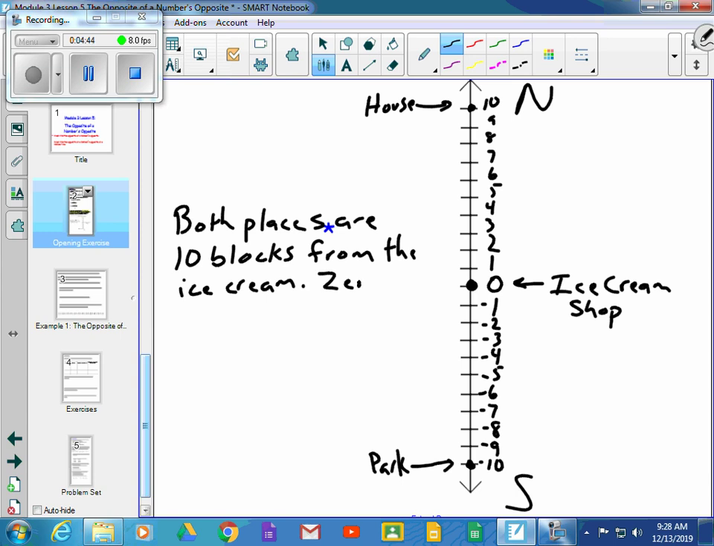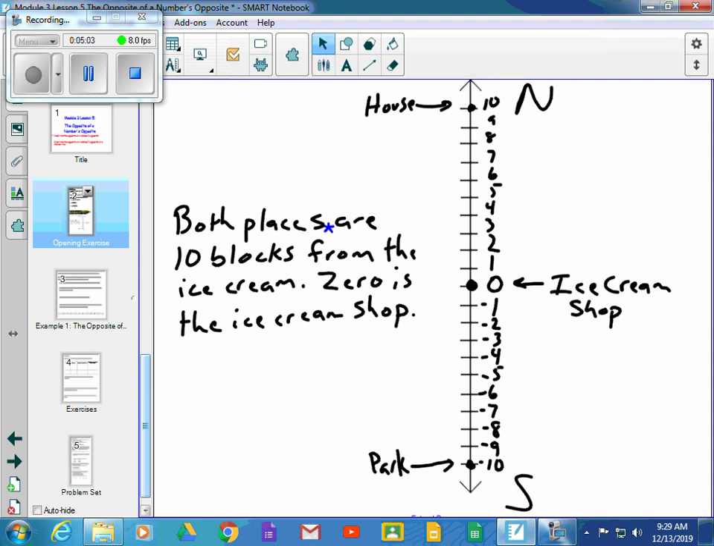Zero is going to represent the ice cream shop because that is the starting point, you might say. It is where we base both pieces of information, since both pieces of given information were from the ice cream shop.